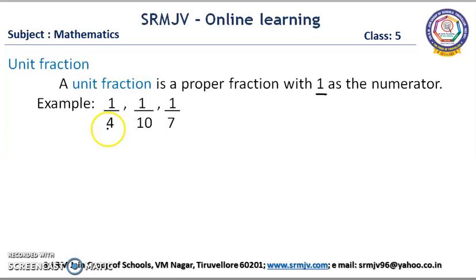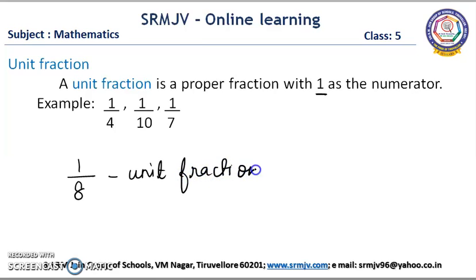See the example, 1 by 4, 1 by 10, 1 by 7. The numerator is less than the denominator. So, all the fractions are proper fractions. See the numerator, 1, 1, 1. So, a proper fraction with numerator 1 is a unit fraction. Let us see some more examples. Now, 1 by 8. Here, it's a proper fraction with numerator 1. So, 1 by 8 is a unit fraction.